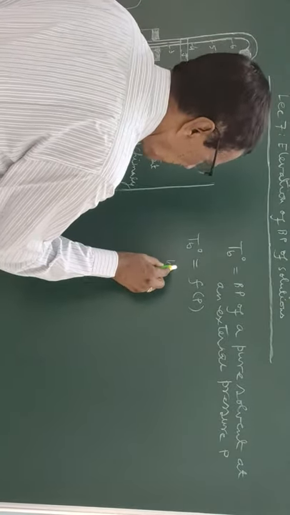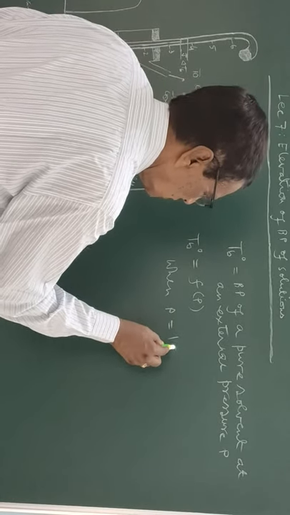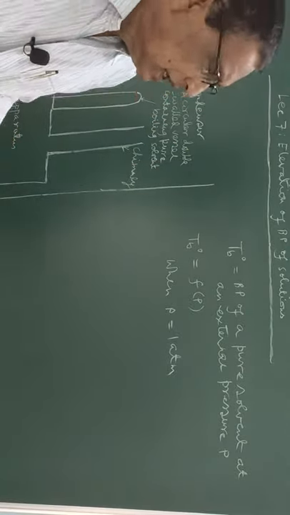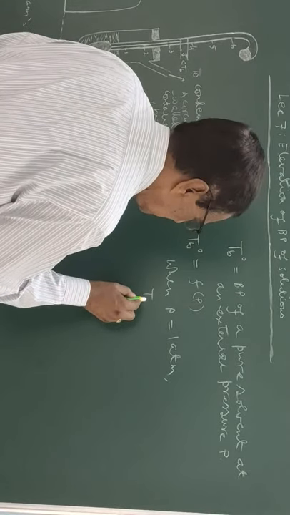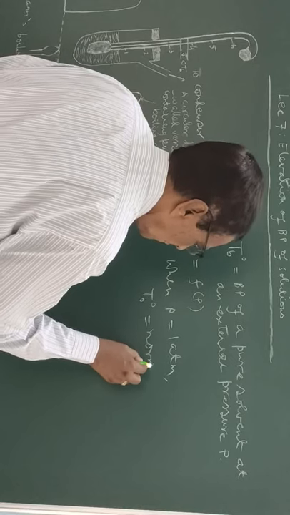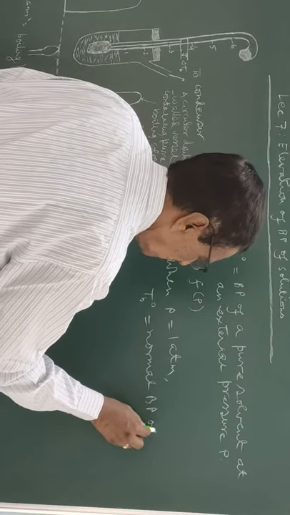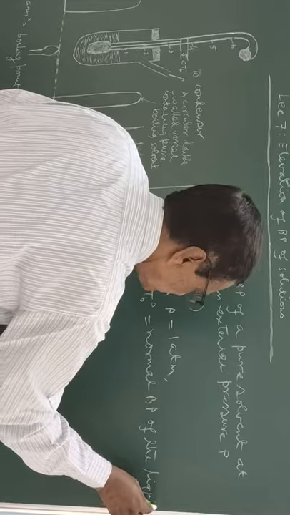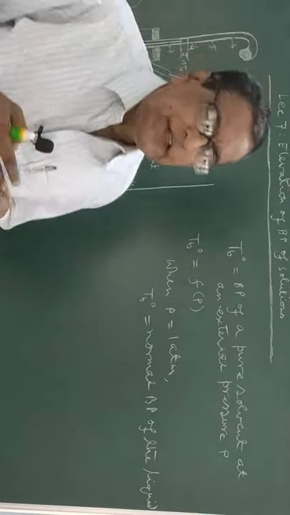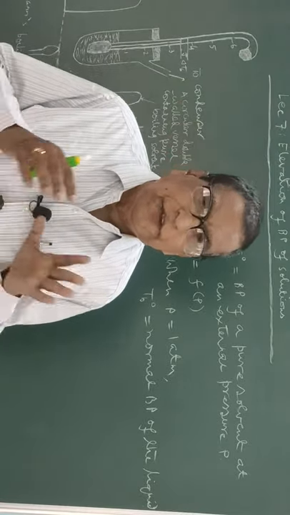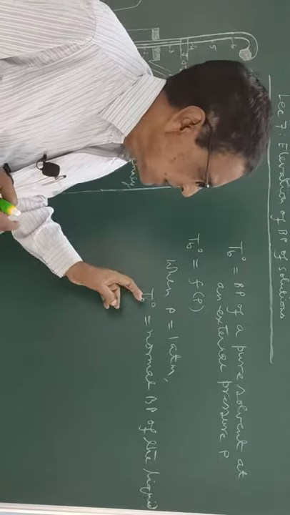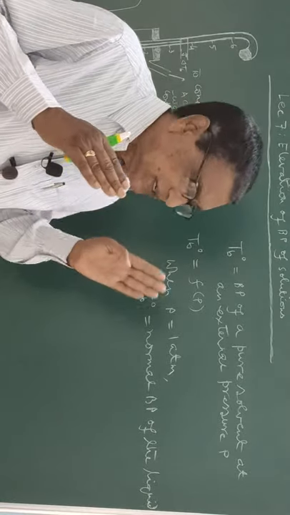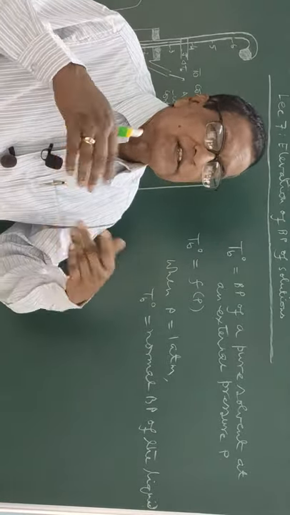So when P is equal to 1 atmosphere, that means the external pressure is at sea level, this temperature TB naught is called the normal boiling point of the solvent or the liquid. Every liquid has a fixed, characteristic normal boiling point. The normal boiling point of a liquid is a characteristic property.